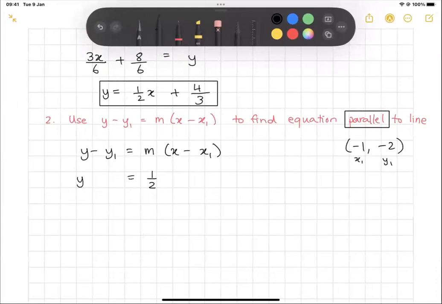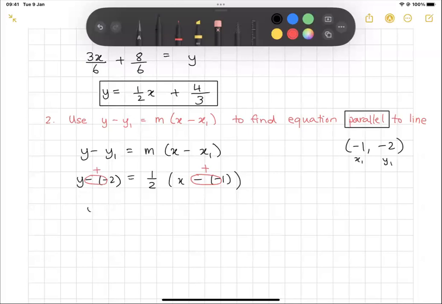Then I'm going to sub in my y1, which is -2, equals half, and then sub in my x1, which is -1. Before I do anything else, I'm going to make it look nice and clean. A negative and a negative turns into a positive, so I'm just going to do that.